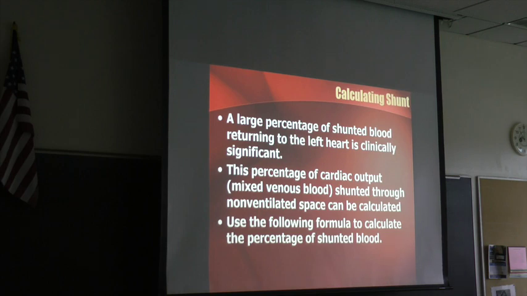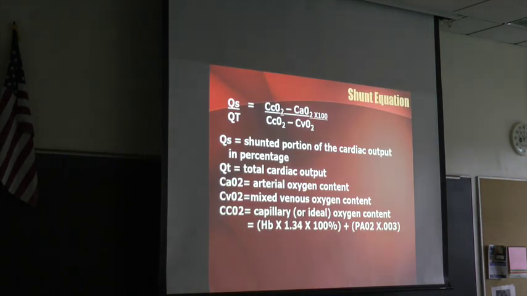A large percentage of shunted blood returning to the left heart is clinically significant. This percentage of cardiac output, or the mixed venous blood, shunted through non-ventilated space can be calculated. Use the following formula to calculate the percentage of shunted blood. All right, so QS over QT, it's shunted blood flow over total blood flow. Does it tell you that here? QS equals shunted portion of the cardiac output and percentage. QT equals total cardiac output.